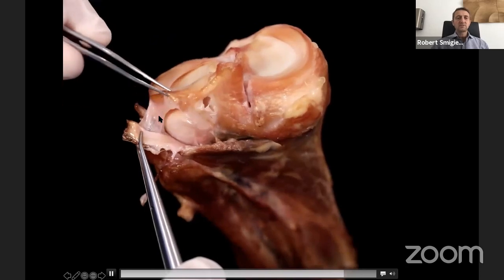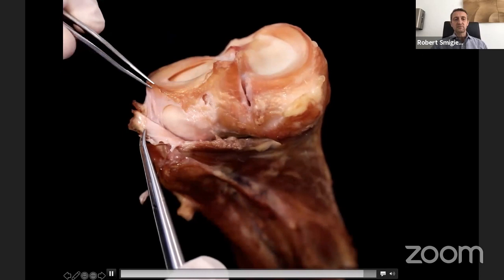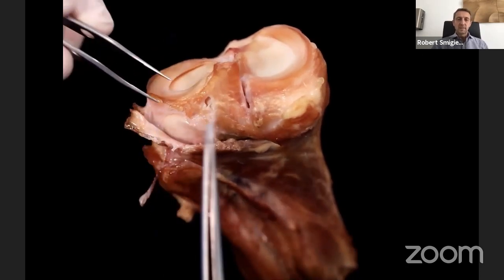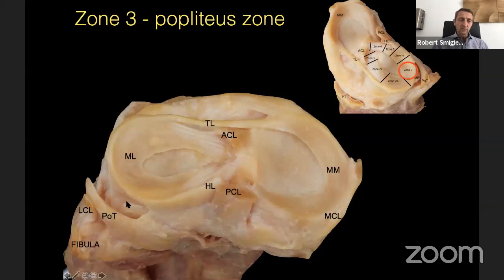What is the role of these fibers? The stabilization of the meniscus, and first of all, the stabilization to the anterior, to the front. It means these ligaments stop the movement of the meniscus to the front. A very important, not so well-known structure is the meniscofibular ligament. I will show you this. It is a very important structure, rarely described.